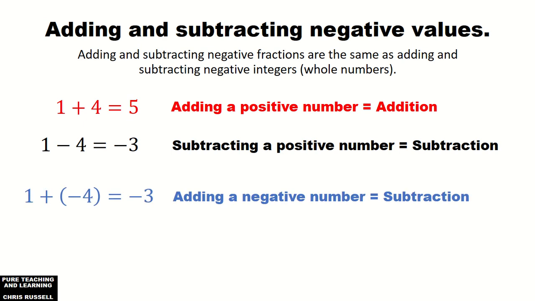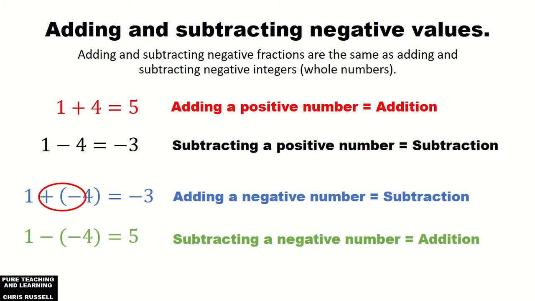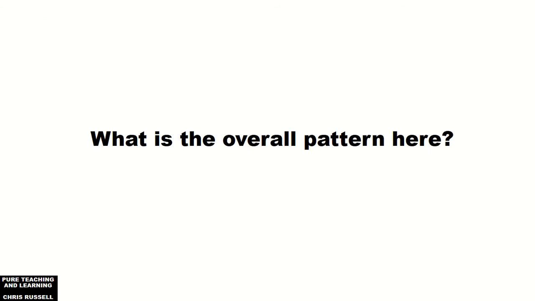1 add negative 4 equals negative 3. So adding a negative number is basically subtraction, as you can see there. 1 subtract negative 4 equals 5. So subtracting a negative number equals addition. What is the overall pattern there?